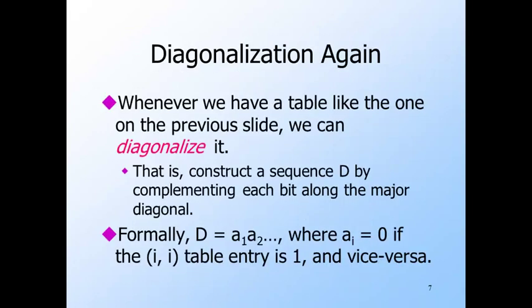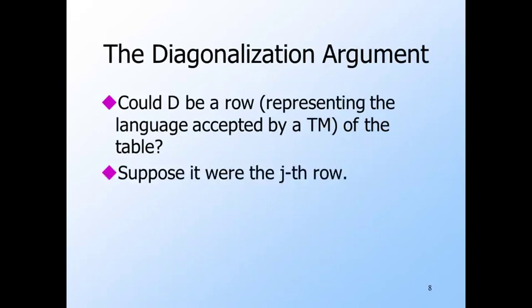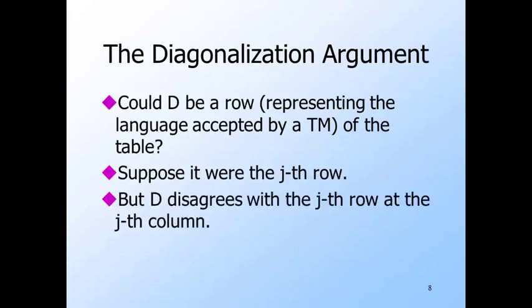Any matrix of zeros and ones with rows and columns corresponding to all the integers can be diagonalized over. That is, we can construct an infinite sequence of zeros and ones, call it D, such that the ith bit of D is the complement of the bit in position ii along the diagonal. We can argue that D is not a row of the matrix and therefore does not represent the language accepted by any Turing machine. D can't be row j because it disagrees with the jth row in their jth entries.